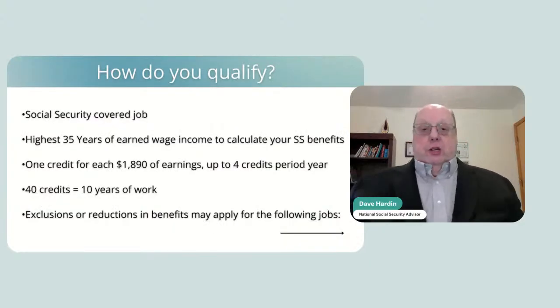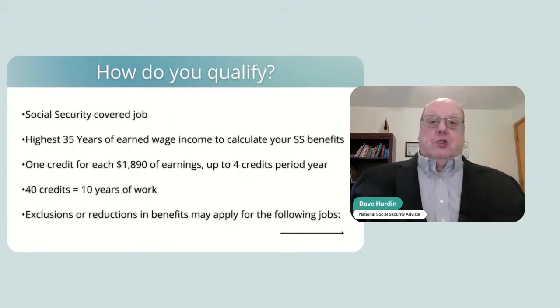All right, let's get going here. All right, how do you qualify for Social Security? You had to work at a Social Security covered job, a place where you paid into Social Security and then your employer matched that. If you were self-employed, you know the bad news already. You paid both sides with zero discounts. They used the highest 35 years of earned wages to calculate your Social Security benefit.